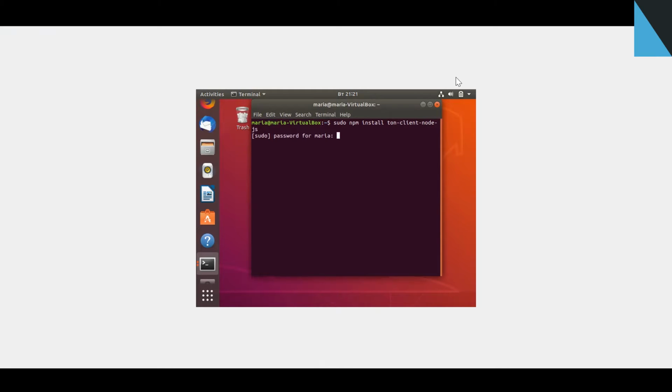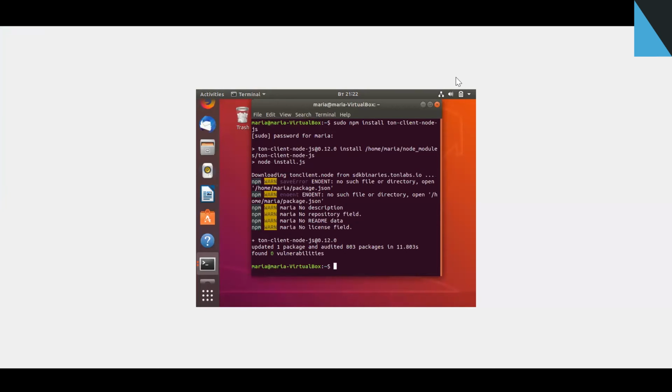I am prompted for my password. So the files are being installed. The installation is successful. Don't mind minor warnings. They are not important and do not mean that you failed.